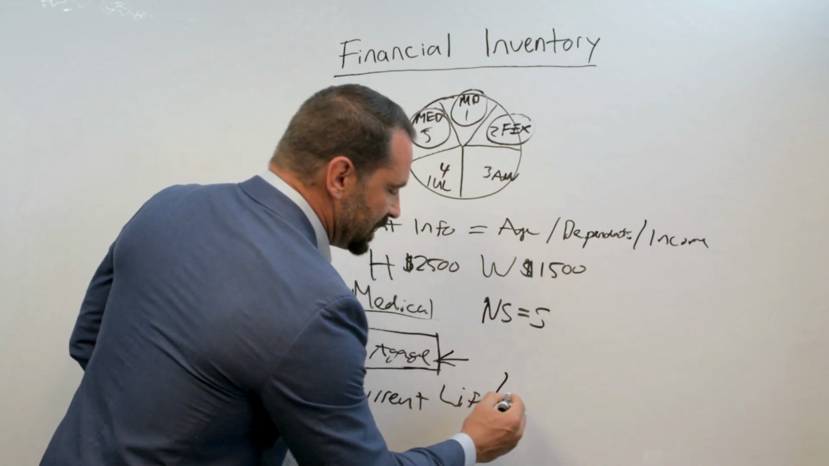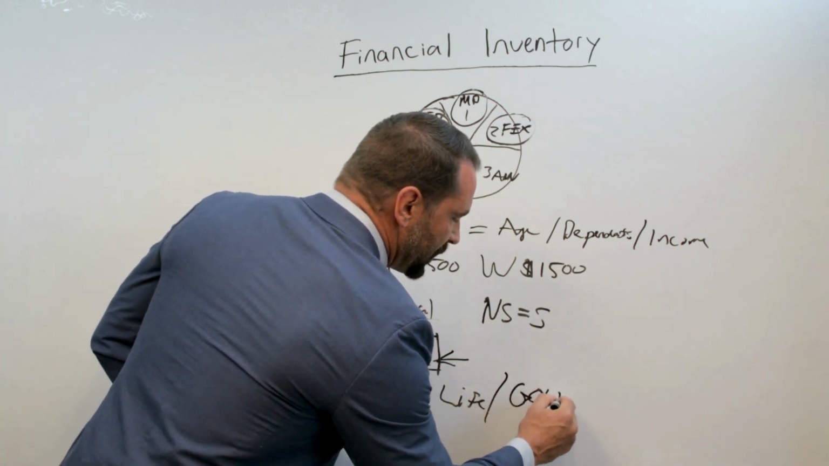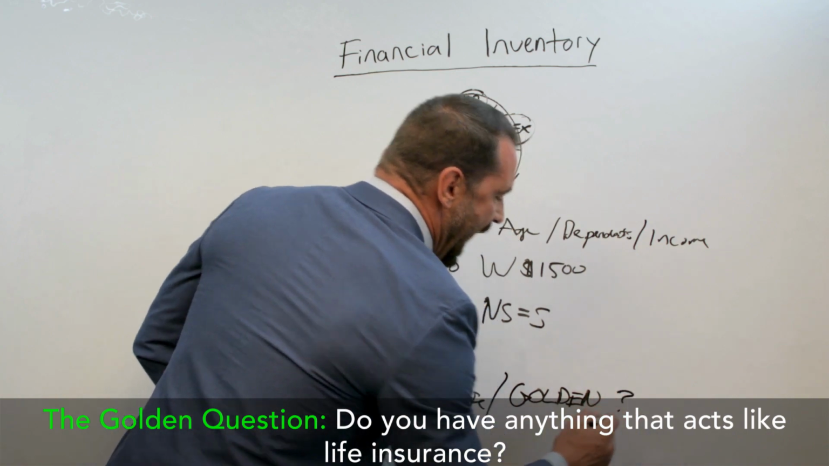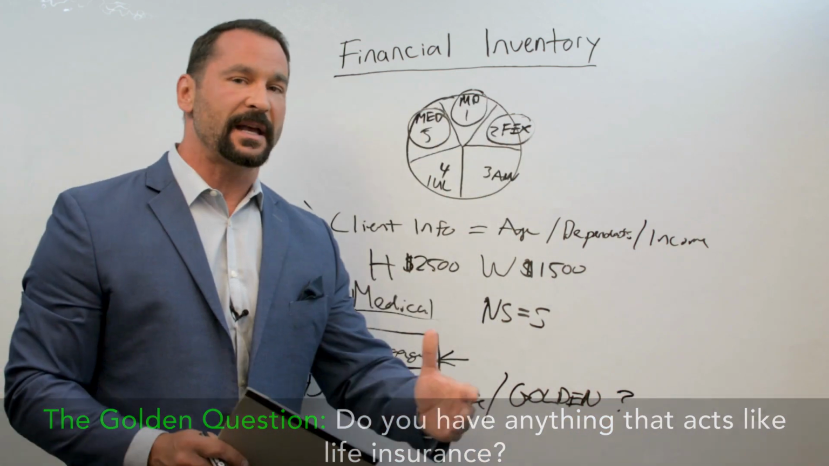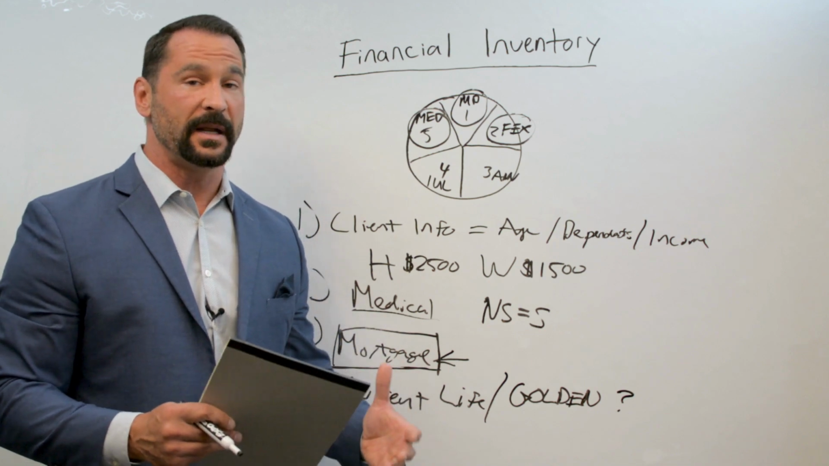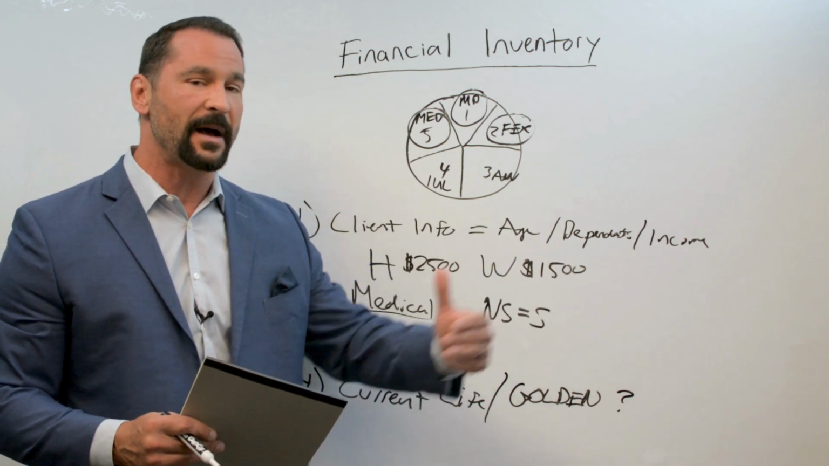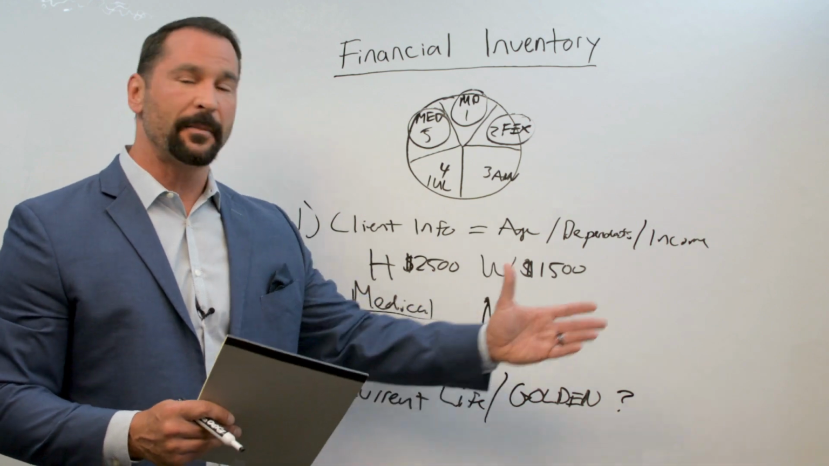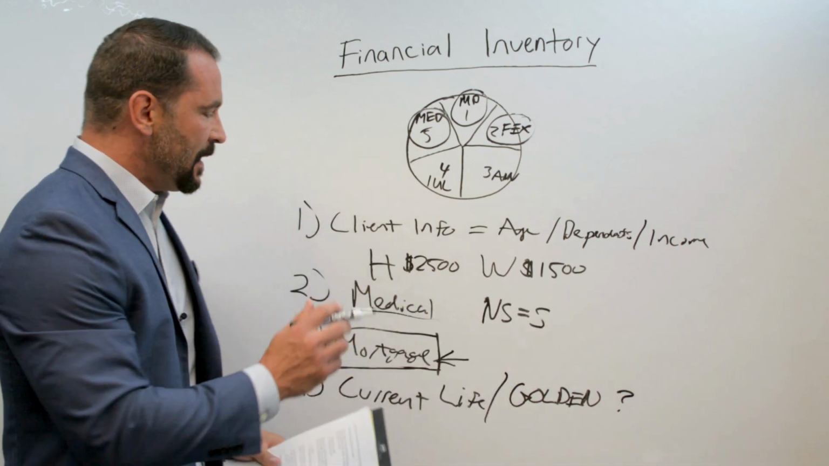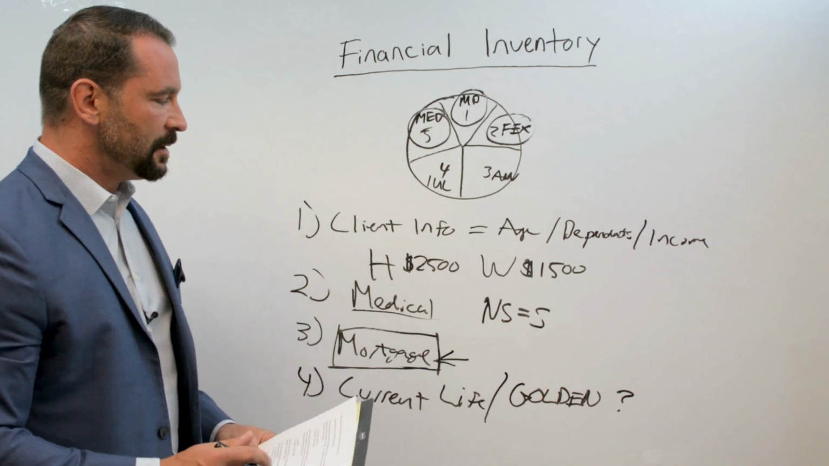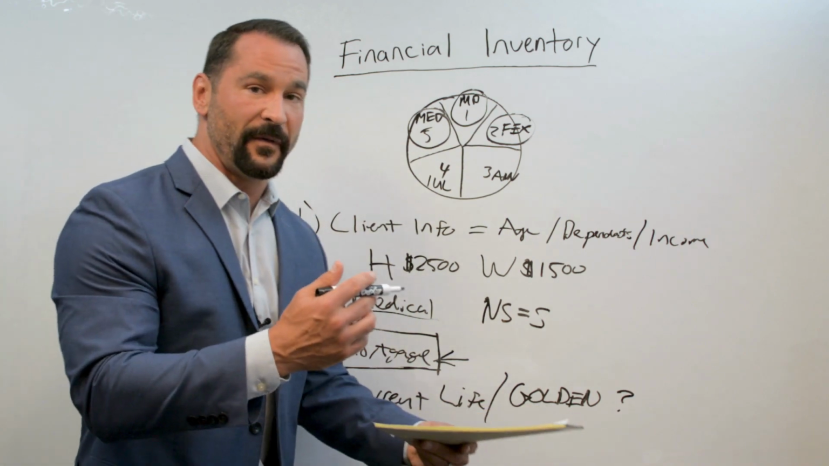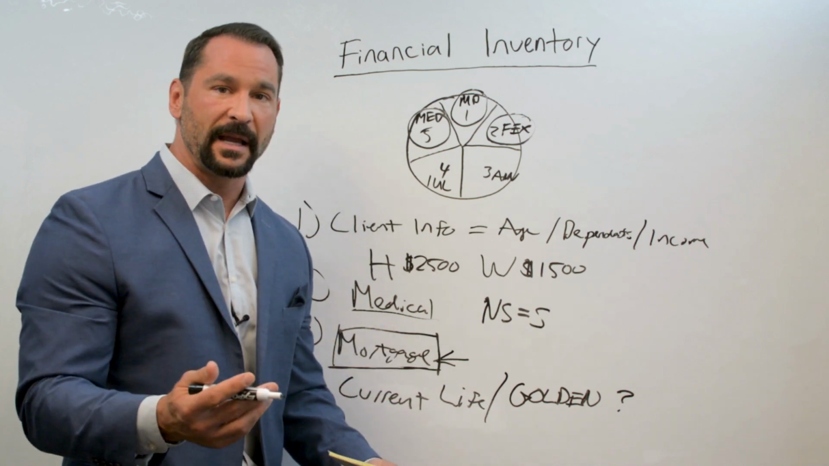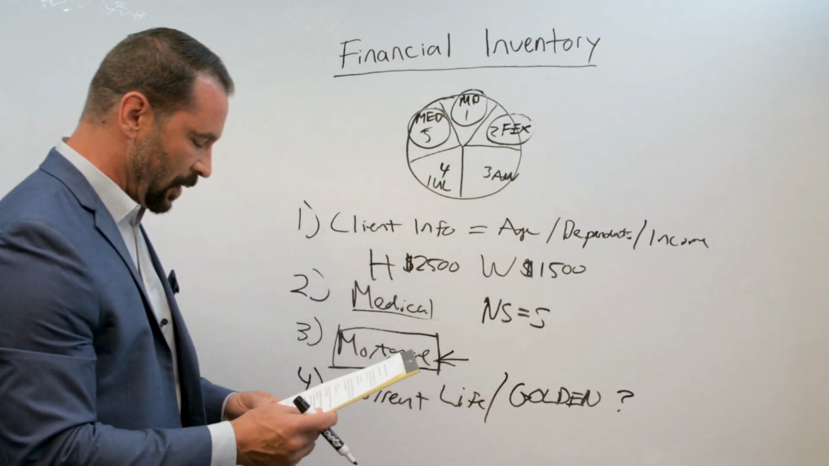The second thing this leads to is the golden question. The golden question is, do you have anything that acts like life insurance, such as a 401k, an IRA, an annuity, or a lump sum that you're going to pass on to your spouse or to your children free of probate, right? Outside of probate when you pass. That question here, the golden question, allows us to then say if yes, sell an annuity, and if no, sell an IUL. So that's on the financial inventory right there.